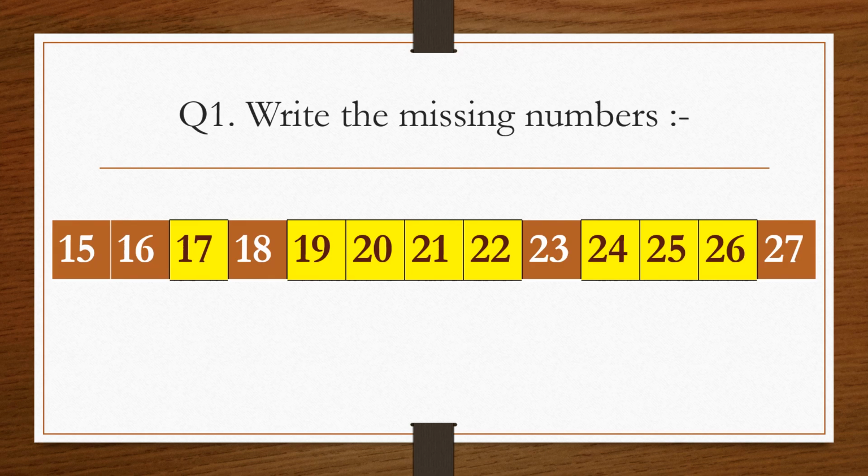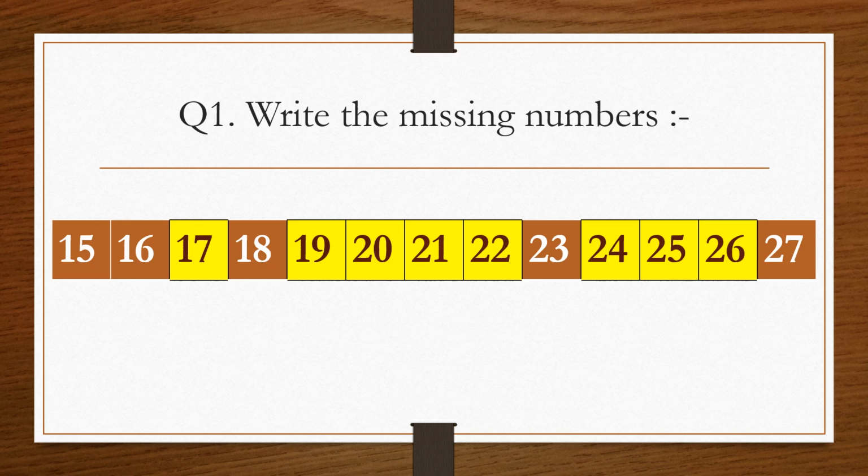Question is this: 15, 16, dash, 18, dash, dash, dash, dash, 23, dash, dash, dash, and 27. The boxes that you are able to see in yellow are given blank in your box. These are the missing numbers, the numbers which are missed in the given series. Now we have to fill the missing numbers in the yellow boxes. So let us see how we will write the missing numbers.